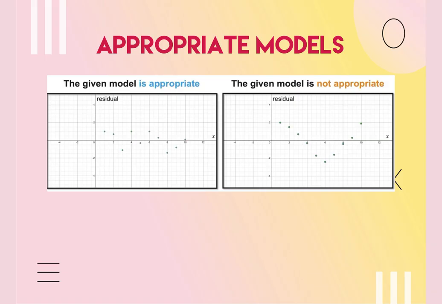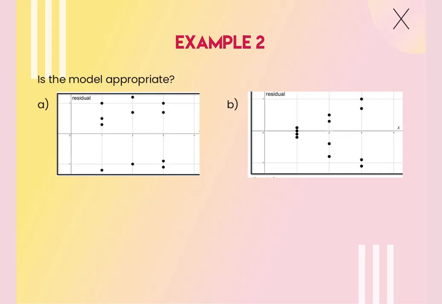All right, we talked about appropriate and inappropriate models. If there is a pattern, so this one has a pattern here, it looks kind of like that, then this is not appropriate. If there is a scatter of dots, then that means that model is appropriate. So in this case, we said that the left side would have been appropriate, yes, and the right side is not appropriate. There's definitely a pattern there.